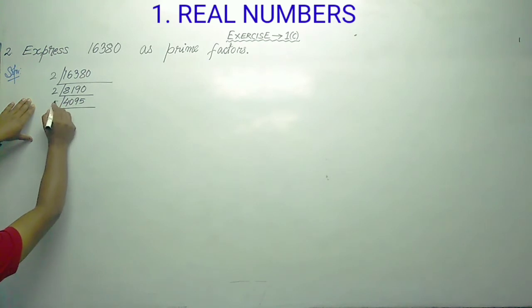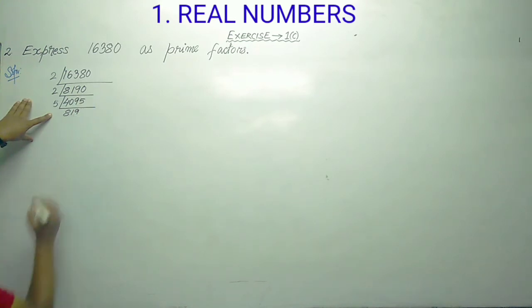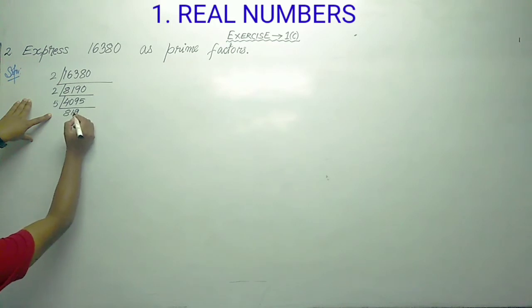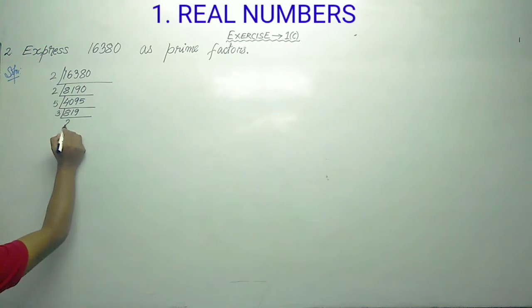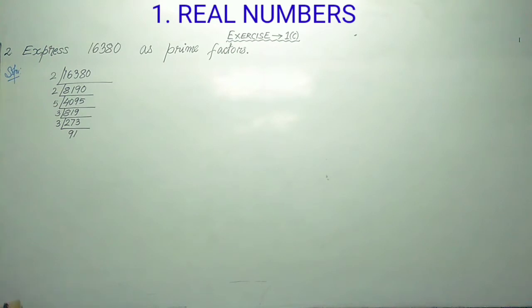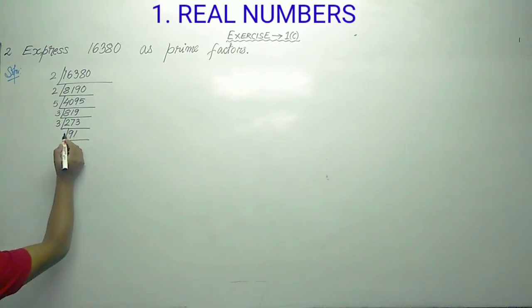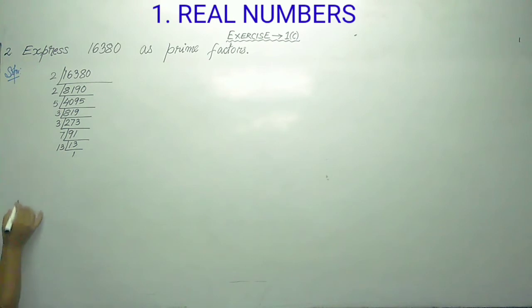Odd number. So let us start with 5 directly. 5 8s are 40. 5 1s are 5, 45. 5 9s are 45. Let us try with 3. 3 2s are 6. Carry 2, 21. 3 7s are 21. 9. 3 3s are 9. Again, let us start with 3. 3 9s are 27. 3 1s are 3. Let us do with 7. 7 1s are 7. Carry 2, 21. 7 3s are 21. You have 13, 13 1s are 13.